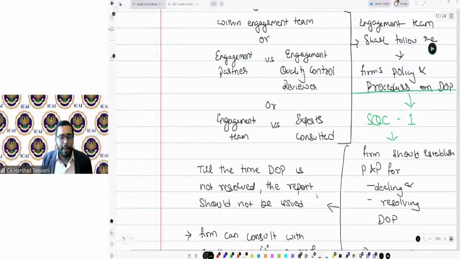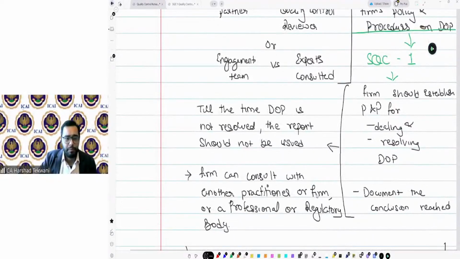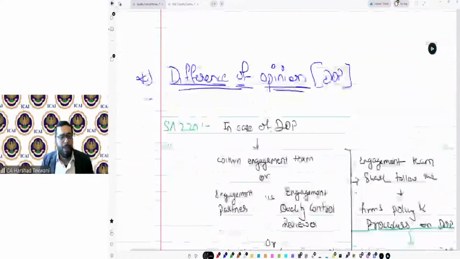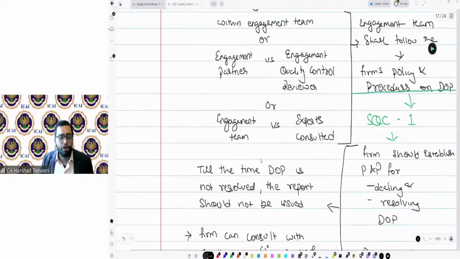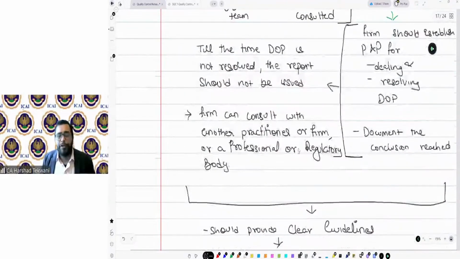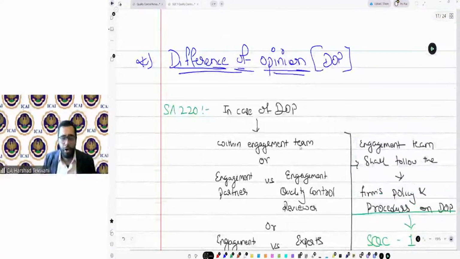So that is something coming from SQC1 about the policy and procedure. SA 220 talks about the policy and procedure. SQC1 talks about what should be the policy and procedure, how policy and procedure should be defined. So this is how SA 220 and SQC1 work hand in hand in case of difference of opinion.